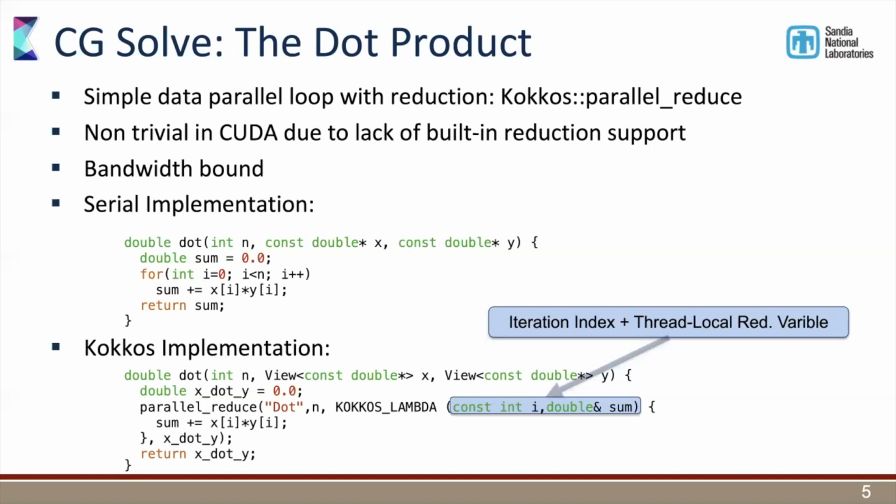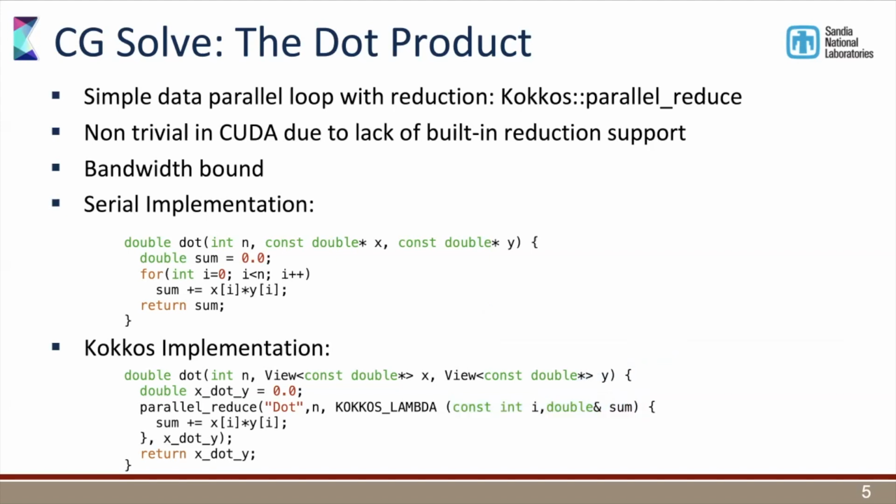And now there's a second argument being passed into the lambda. This one's getting passed by reference, and that's the sum variable. That's the thing that's going to be reduced. And then you'll see there's an extra argument going into the parallel reduce, which is basically where you want your result to go. So that's a slightly more complicated version, but still it doesn't seem like that big of a change.